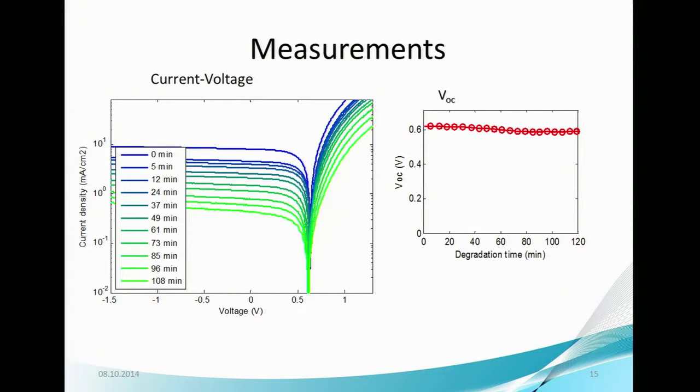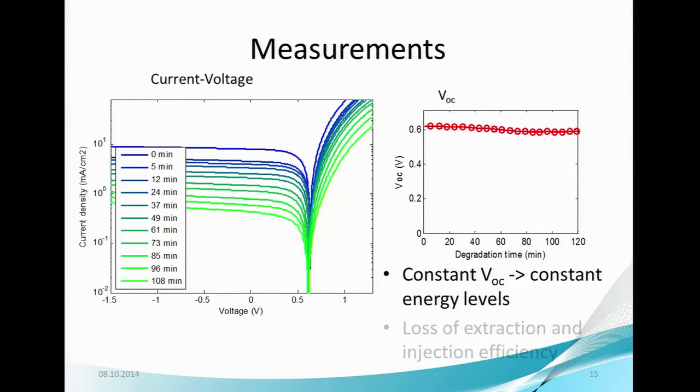This is really stable. You can directly analyze this. When you see that we have such a stable open circuit voltage, we can directly conclude that there cannot be a big absorption loss. And secondly, the work functions that are defining the built-in field, they are not changing. So the energy levels of the electrodes are not changing in this time. But of course the main loss comes because we lose injection and extraction efficiency somehow.